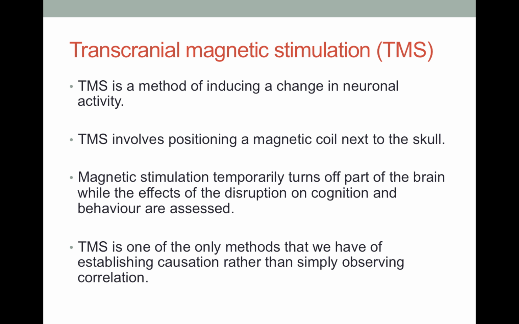In practice, TMS involves positioning a magnetic coil next to the skull. Magnetic stimulation then temporarily turns off part of the brain while the effects of the disruption on cognition and behavior are assessed. TMS is one of the only methods that we have of establishing causation rather than simply observing correlation. And we have a video of how TMS is being used in practice.